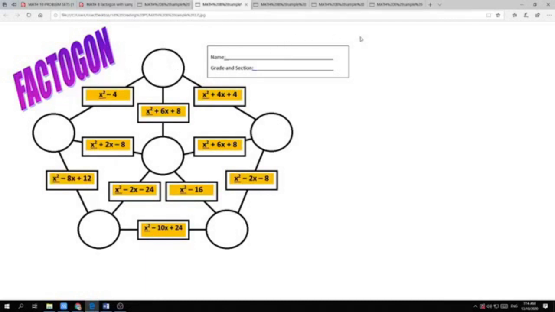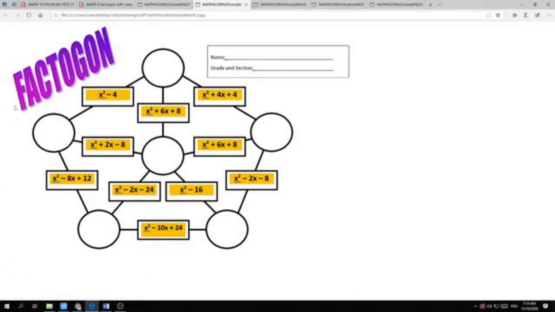Okay? So take note, you are simply developing an exercise or a game. You are developing a game, and the game is what you call a Factogon. So you will be the one responsible for the given trinomial or binomial. And the person who will be answering this will be putting factors over the circle. So this will be the game.